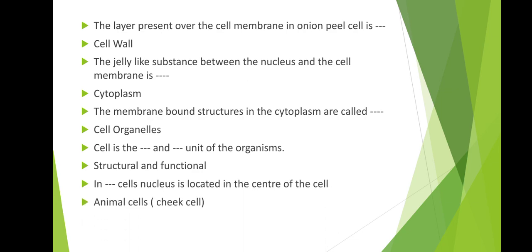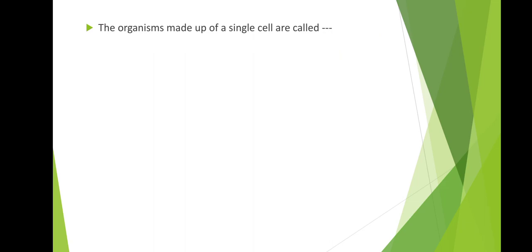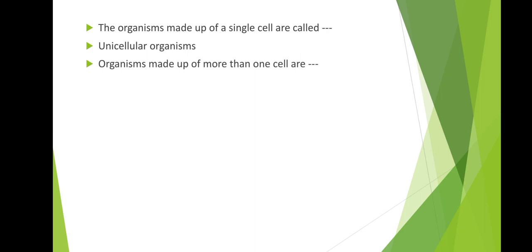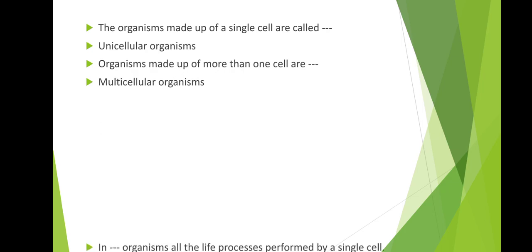In animal cells, nucleus is located in the center of the cell, for example, the cheek cell. Cheek cell is an animal cell. The organisms made up of a single cell are called unicellular organisms. They have only one cell. Organisms made up of more than one cell are multicellular organisms. We are also big animals, trees, all are multicellular organisms.